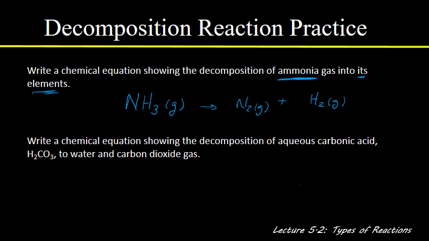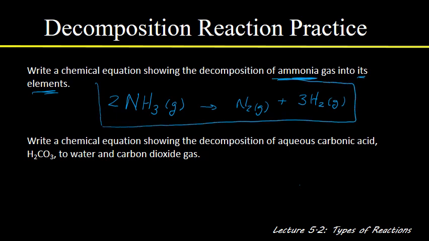All right. And now in order to balance this, let's see, we've got two nitrogens over here on the right hand side. We've only got one on the left. So we'll try putting a 2 here. And if we put a 2 over there, that gives us 6 hydrogens on the left. So we need 6 hydrogens on the right, and we can get that by putting a 3 there. Okay. And that one's pretty simple. We got that one all balanced.